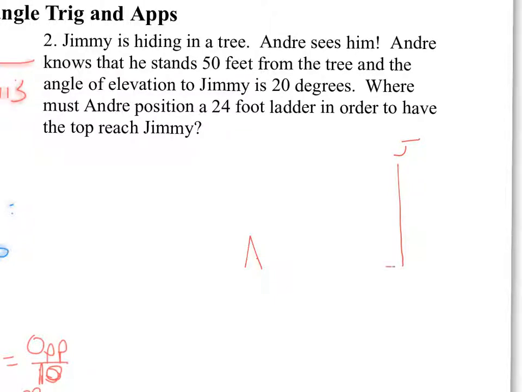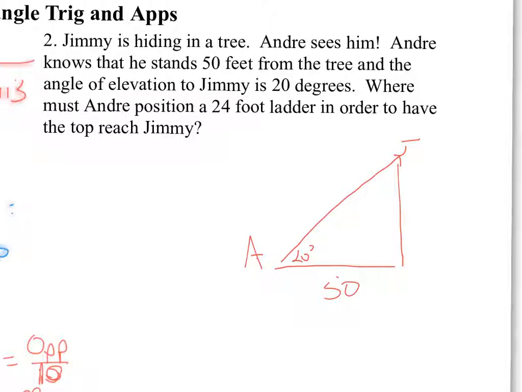He's standing 50 feet from the tree, and the angle is 20 degrees. We're going to assume that's the angle of elevation going from his feet, and that's going to be 20. Where must Andre position a 24-foot ladder in order to have the top reach Jimmy?